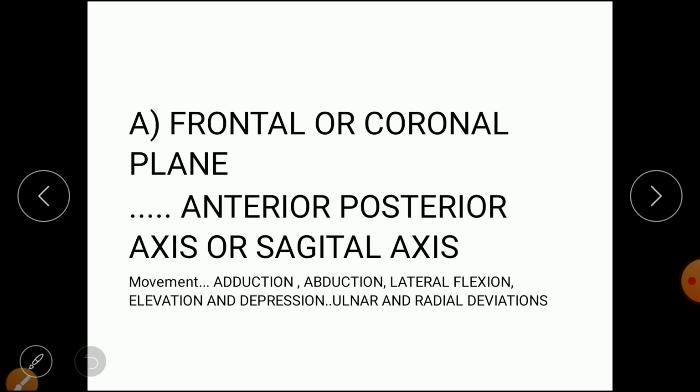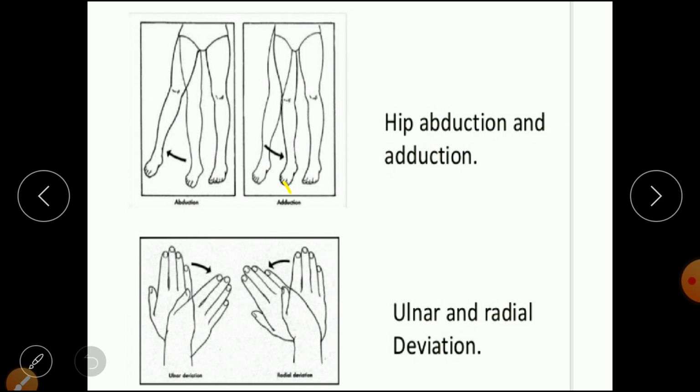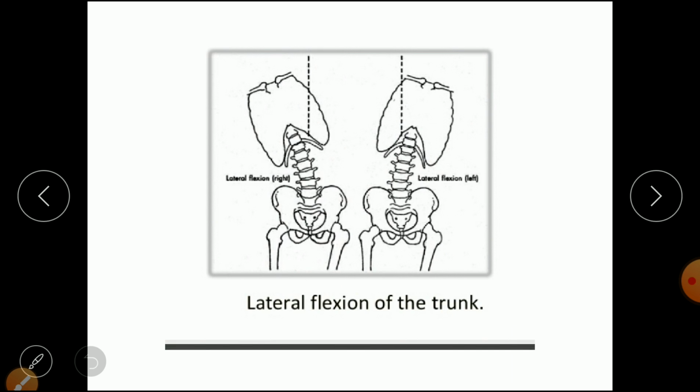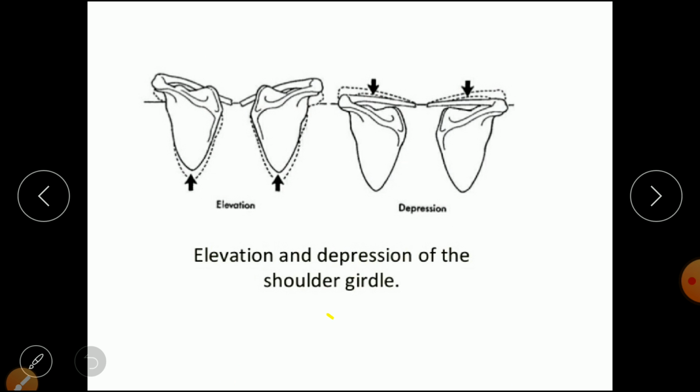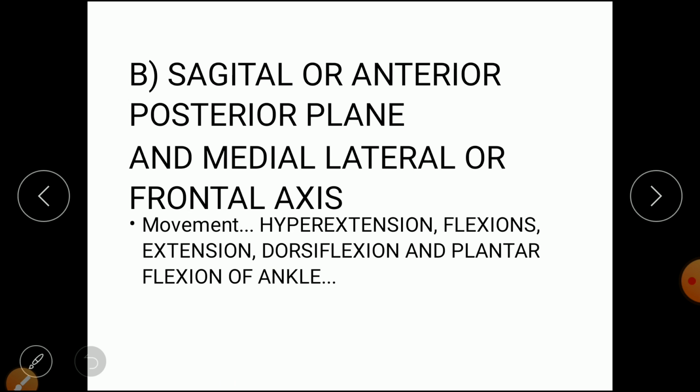Now let's look at the movements. In the frontal plane, the axis is sagittal, and the movements are adduction, abduction, lateral flexion of the trunk, elevation and depression of the shoulder, and ulnar and radial deviation at the wrist joint. So here it is hip abduction and adduction, also shoulder abduction, adduction, then ulnar and radial deviation of the wrist, and lateral flexion of the trunk. Here it is elevation and depression of the shoulder girdle.